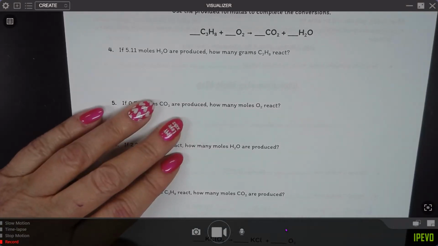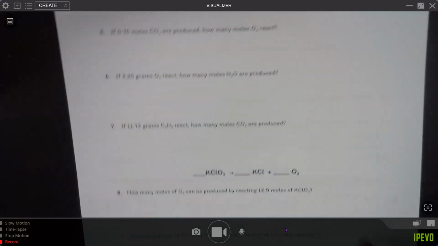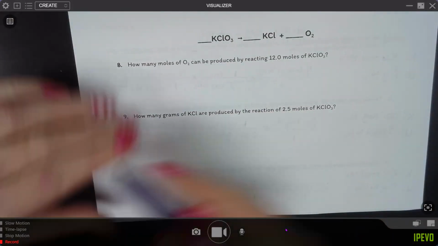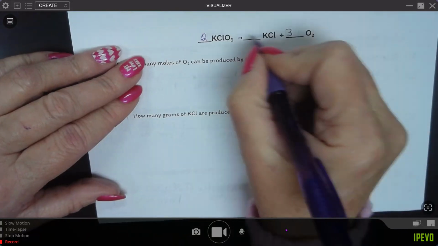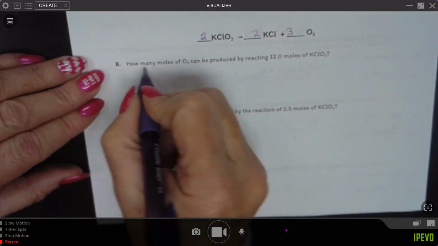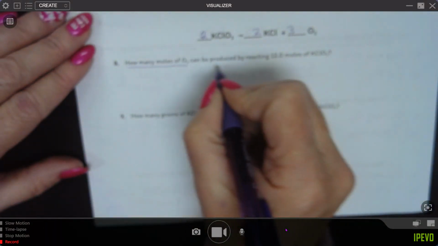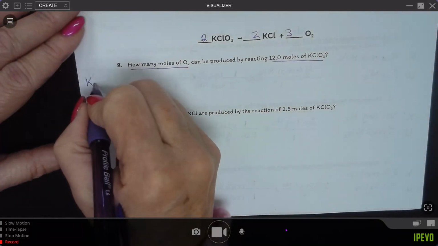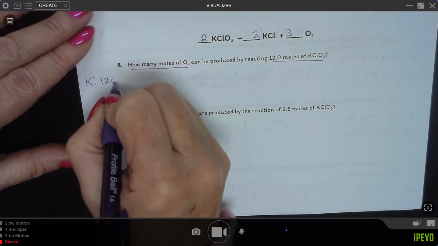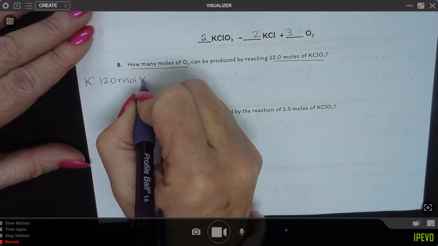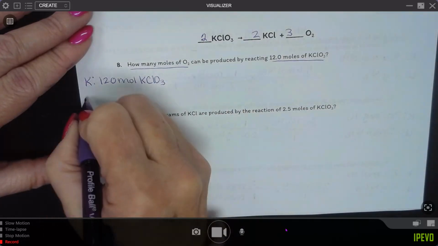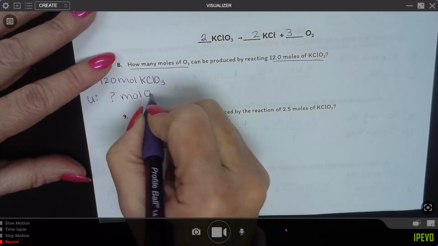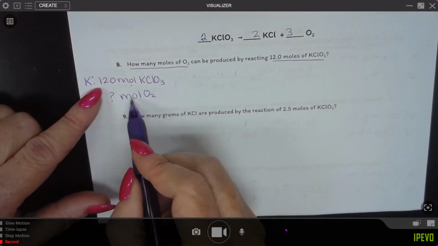So we're going to do number 8. All right, and number 8, first we've got to balance. So I'm just going to balance this real quick. All right, number 8 says, how many moles of O2, so that's my unknown, can be produced by reacting 12 moles of KClO3. So my known is 12 moles KClO3. Okay, and then my unknown is how many moles of O2. Now, notice what I've got. I've got moles to moles.